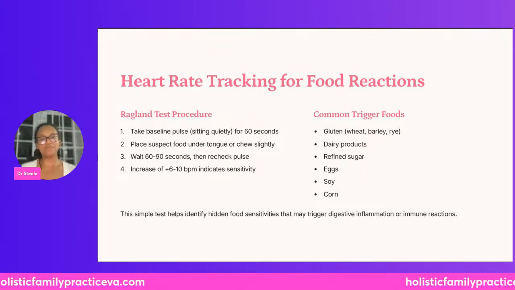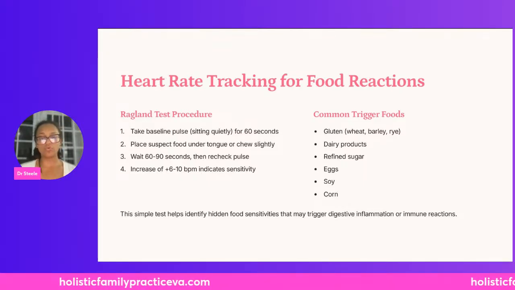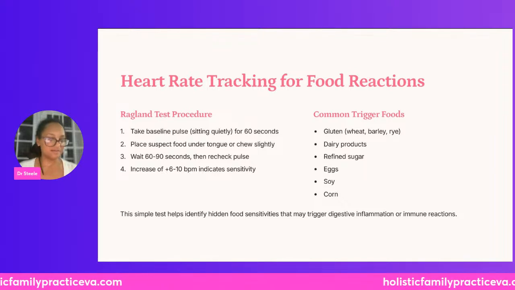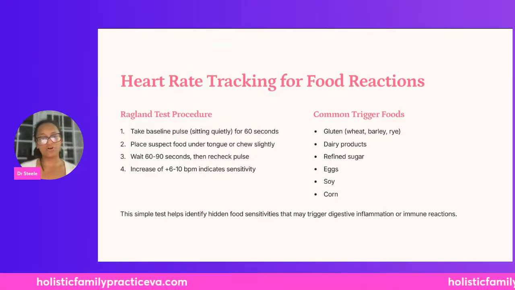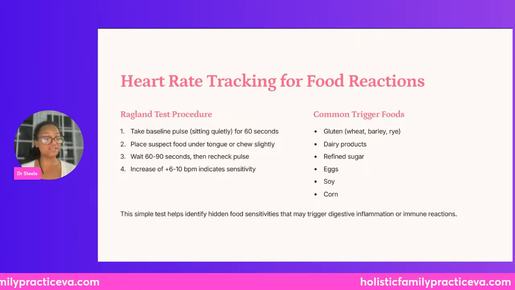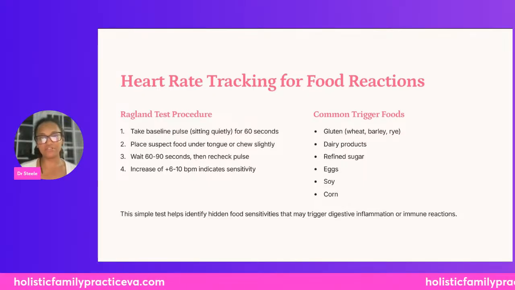Some of the common food triggers are gluten, which encompasses wheat, barley, rye, your dairy products, your refined sugars, your eggs, your soy, your corn. These are just some of the ones. We also have nightshades, like your eggplant and tomatoes. Those are also really indications. So this is going to show us that stress response. It's going to give us an immediate response in terms of how your vagal nerve is accepting or receiving that particular information.